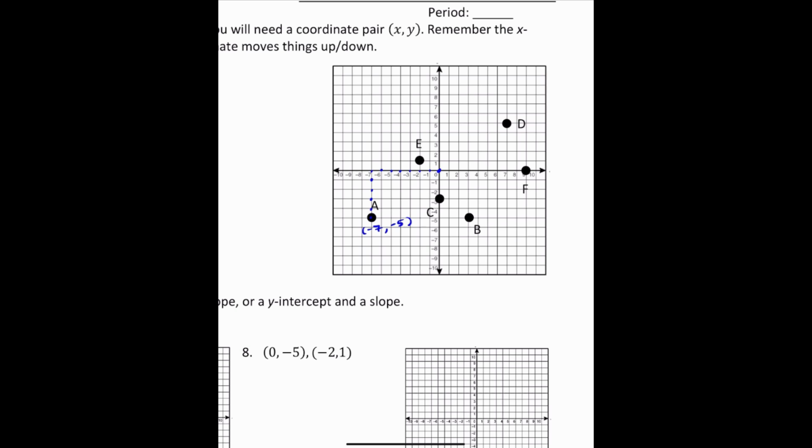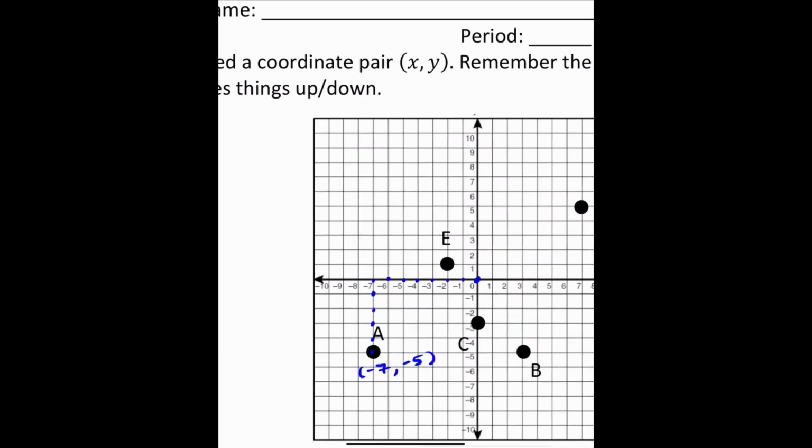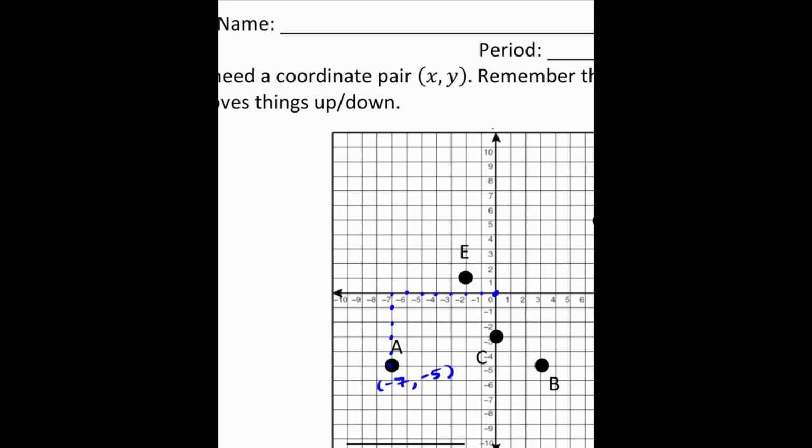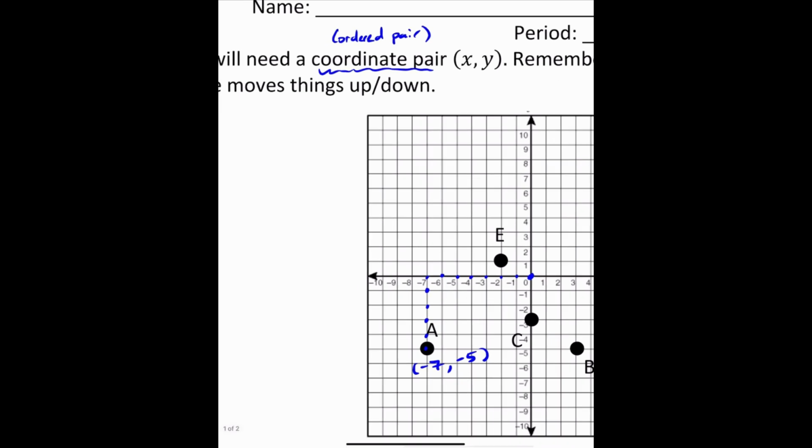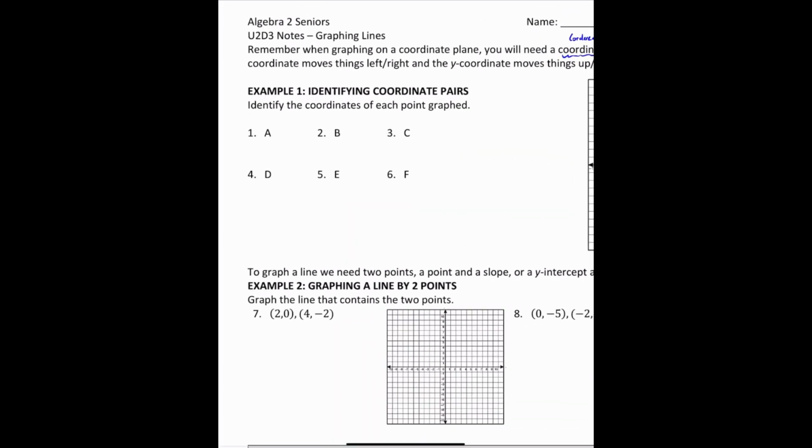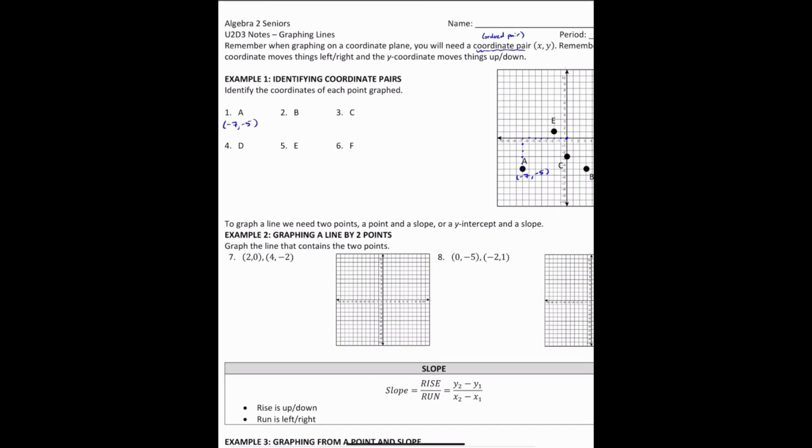Now notice that I am writing my x first, then y. That is how you're supposed to write your coordinate pair. It's in the form x, comma, y. Now coordinate pair is another way of saying ordered pair. Now, if I said ordered pair, I mean coordinate pair. Or if I mean coordinate pair, I mean ordered pair. So it basically means the same thing. So going back to number 1, we said that point A as an ordered pair is -7, comma, -5. All right. So let's take a look at number 2.